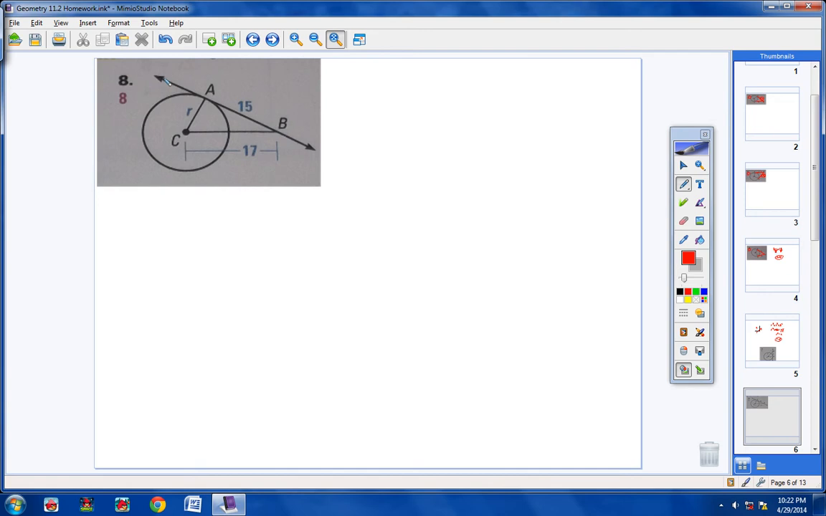So here is my tangent line for number 8. Here is my radius. Notice how my radius is being drawn right to the point of tangency. So that means this line right here, CA, and this line right here, AB, are going to be perpendicular. Those two lines will always be perpendicular as long as you have a tangent line and a radius being drawn to the point of tangency. So, with that in mind, I'm going to cut out the triangle.